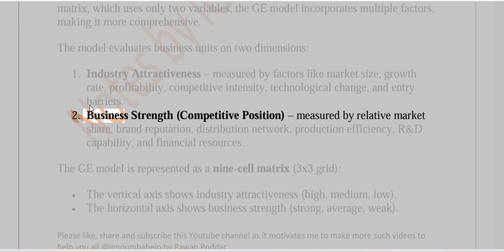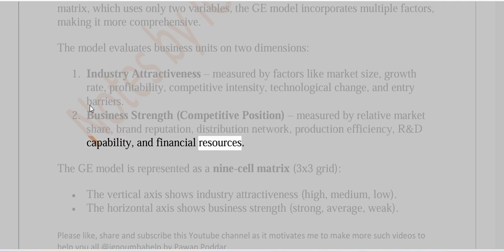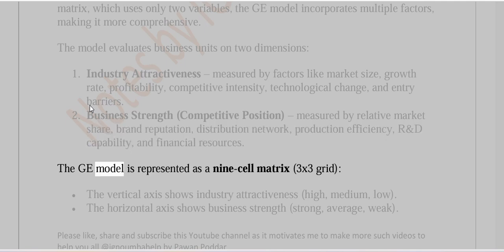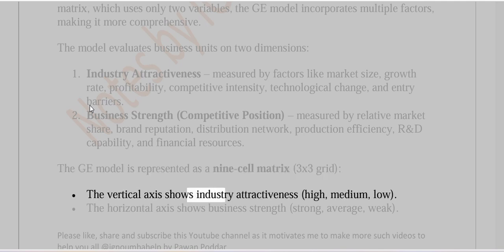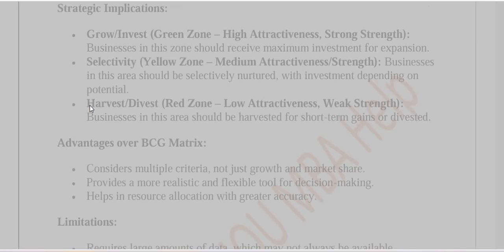2. Business strength, competitive position, measured by relative market share, brand reputation, distribution network, production efficiency, R&D capability, and financial resources. The GE model is represented as a 9-cell matrix, 3 times 3 grid. The vertical axis shows industry attractiveness, high, medium, low. The horizontal axis shows business strength, strong, average, weak. Strategic implications.